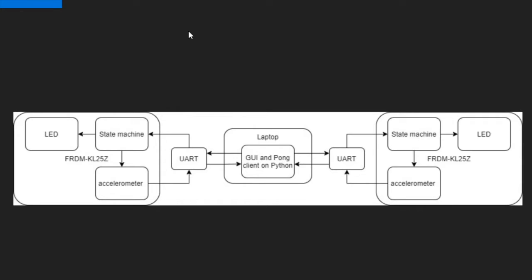So here's our system diagram. We have the laptop with the GUI and the Pong client, and with the laptop we connect via UART to both of the Freedom boards. On each Freedom board we have the UART that connects to the state machine, which then connects to the LEDs to shine a light when we score, when we lose, or when we win.